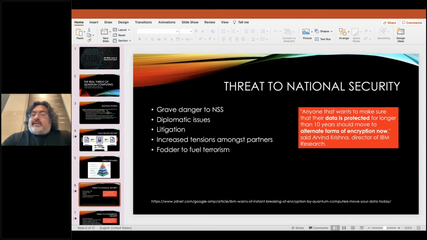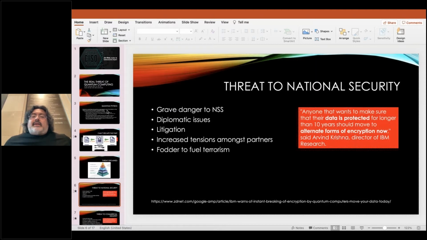So the first thing is obviously, what are the threats of quantum computing to national security? We had Mr. Krishna, a director of IBM Research, quoted to say that anyone that wants to make sure that their data is protected for longer than 10 years should move to alternate forms of encryption now. Some of the threats that quantum computing will pose to national security: it is a grave danger to national security systems, or NSS. It also poses threats against diplomatic issues, litigation, increased tensions amongst partners, and fodder to fuel terrorism. So I will first expand upon diplomatic issues.